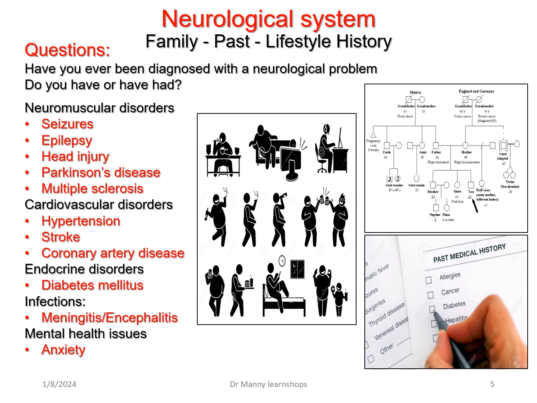And this could include things like neuromuscular disorders, seizures, epilepsy, head injury, certain diseases like Parkinson's disease, multiple sclerosis, myasthenia gravis. Cardiovascular disorders such as hypertension, stroke, coronary artery disease, cerebral vascular disease, renal vascular disease. It could incorporate endocrine disorders such as diabetes mellitus, infections such as meningitis, encephalitis, myocarditis, mental health issues that relate to anxiety and stress.